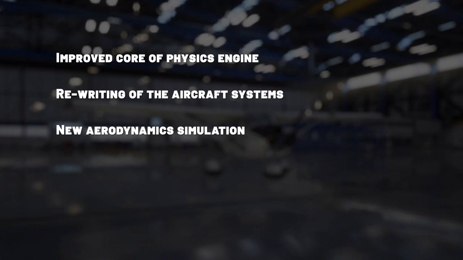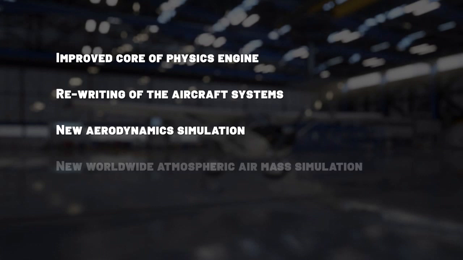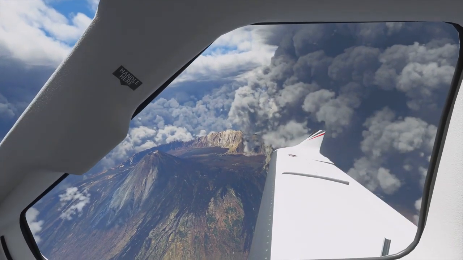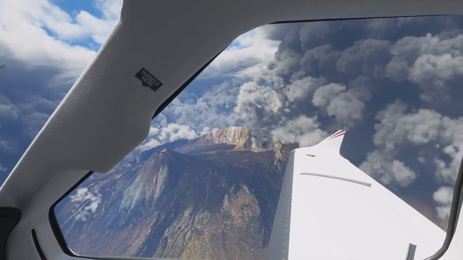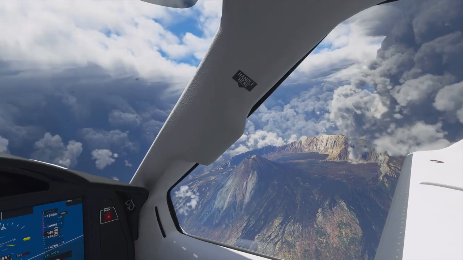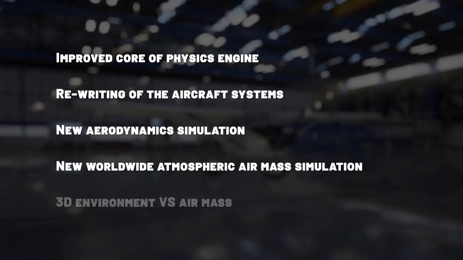One big area that we reworked was the weather system. The biggest interaction of the aircraft is with the air. It's the air that makes the aircraft fly. And so we reworked how the air was simulated in the world. We're creating a full simulation of the airflow over the planet. And I'm going to explain how the airflow interacts with the world, the environment, and also with the weather.